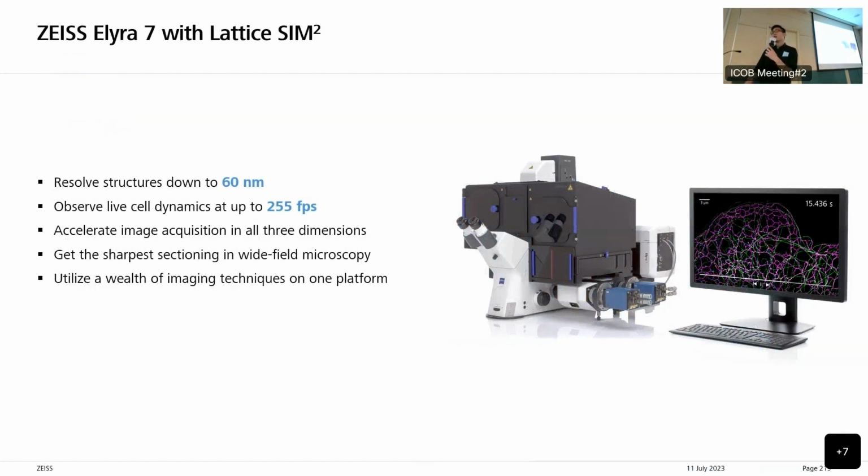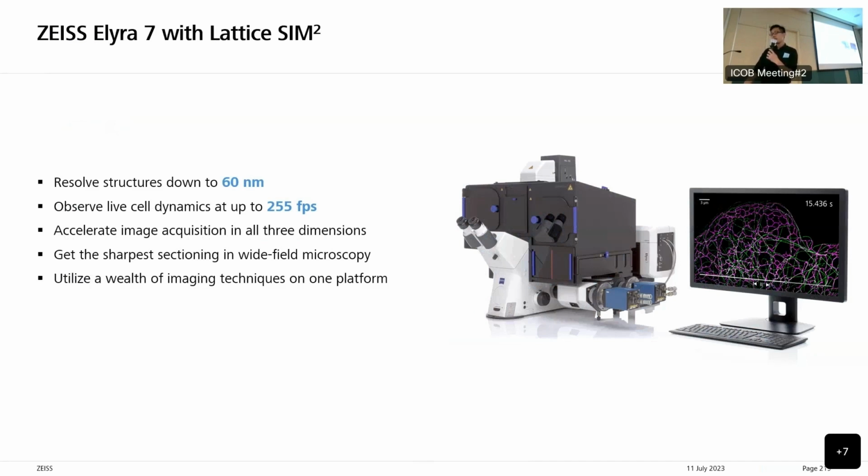However, if we want to move forward, to less than 100 nanometers resolution, ELYRA 7 can reach a resolution of around 60 nanometers. This means that you can resolve subcellular structures like the mitochondria or the ER, and mitochondria, if labeled properly.